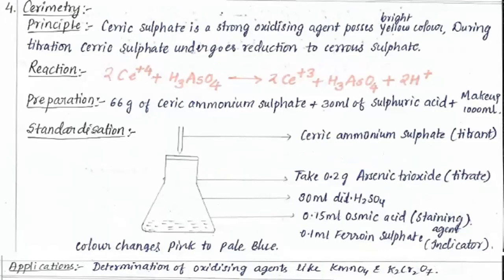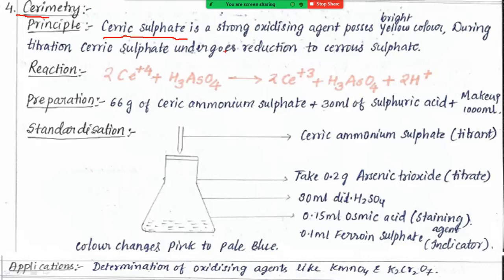And the next one is cerimetry. Why is it called cerimetry? Because here we are using ceric ammonium sulfate. So that's why this is called cerimetry. No need to remember anything. If you observe closely, you can easily identify. Ceric ammonium sulfate will be used here. So that's why this method is called cerimetry.